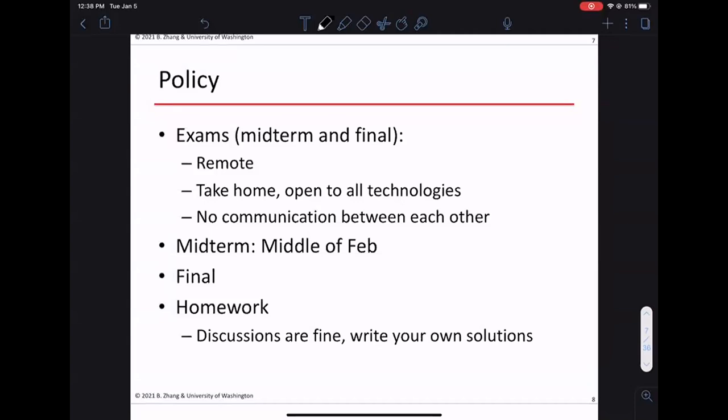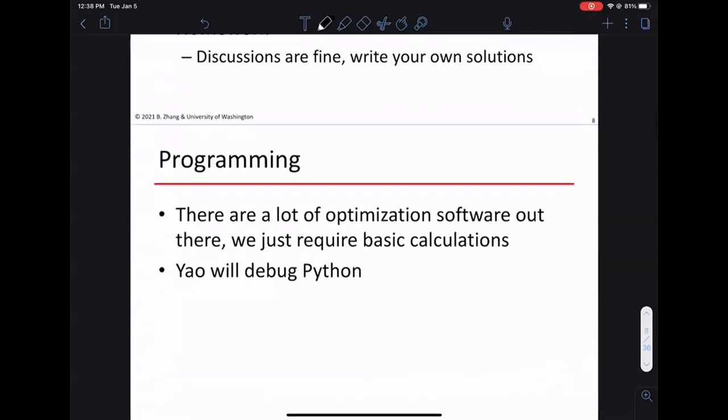Any questions about the exam and homework policies? I don't know the date for the midterm yet. I suspect we'll set a date closer to the midterm time. So, this is exams.